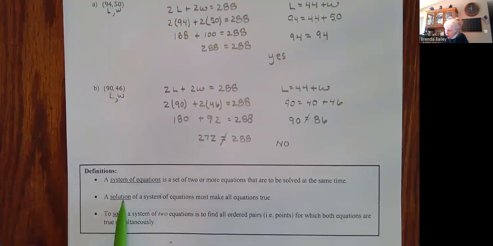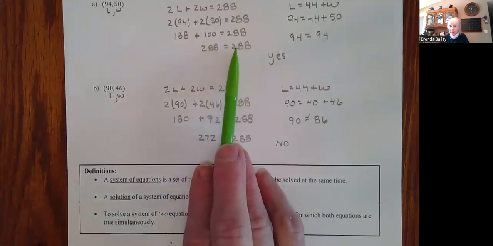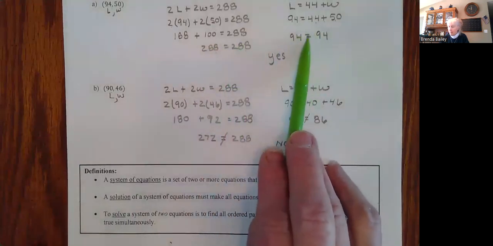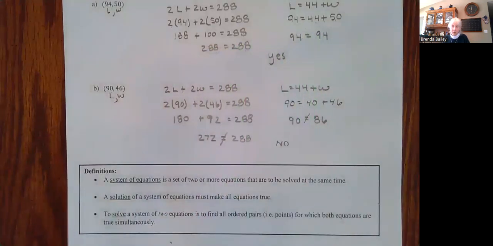A solution of a system of equations must make all equations true. Like this one. This is a true statement. This is a true statement, and they both must be true in order for that point to be a solution. Now, to solve a system of two equations is to find all ordered pairs or points or point for which both equations are true simultaneously.